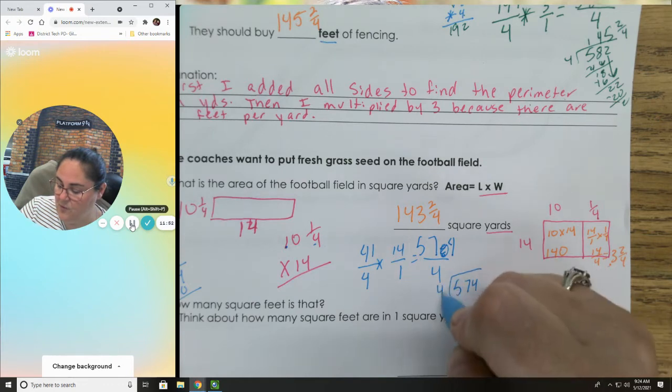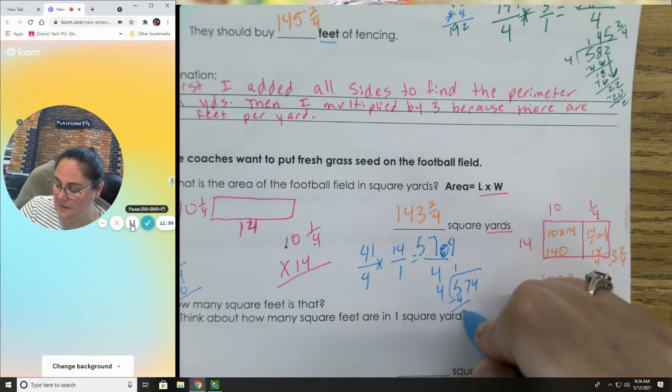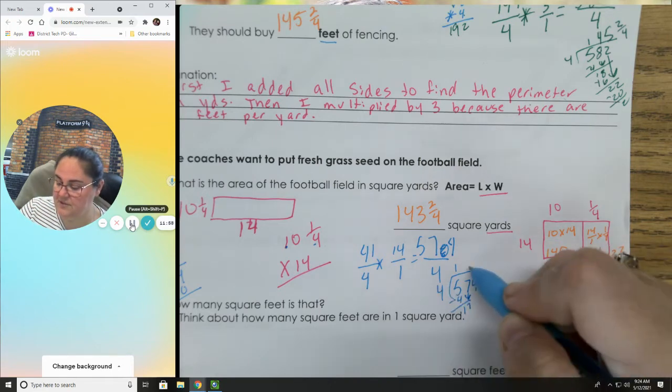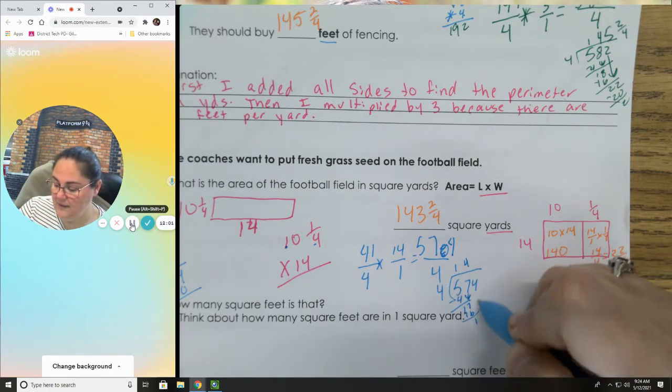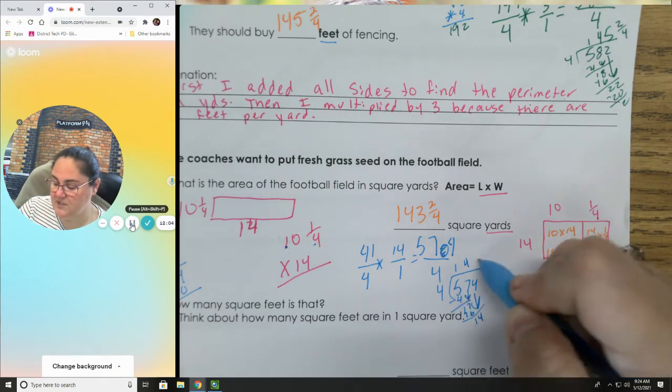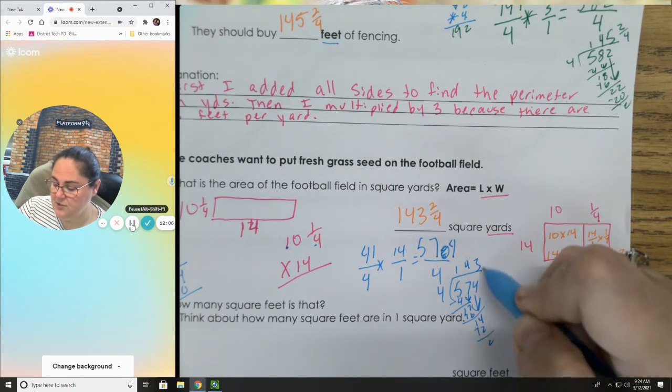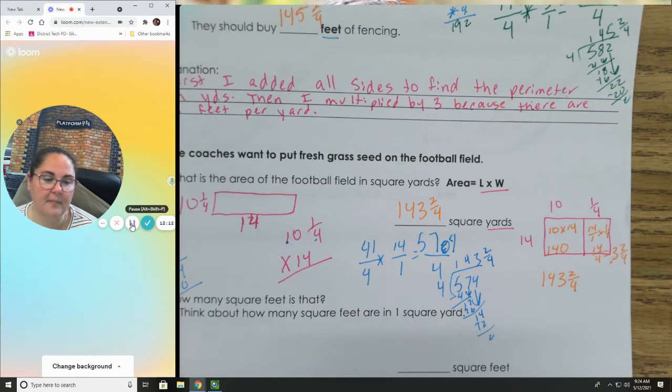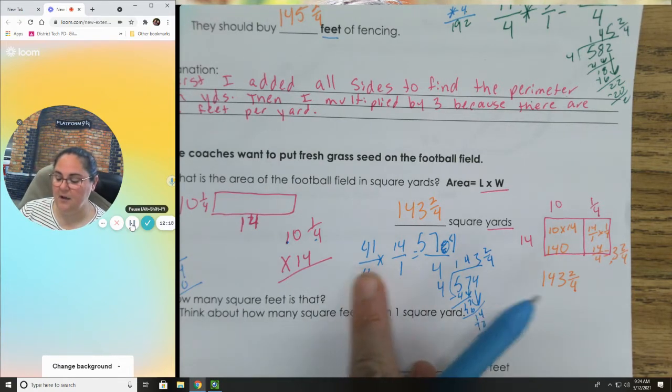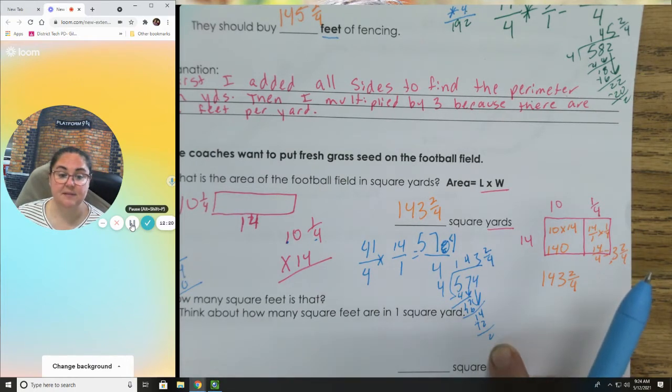574 divided by 4. 4 goes into 5 one time. 1 left over. 4 goes into 17 4 times. 1 left over. 4 goes into 14 3 times with 2 left over. Done. So if you did it the renaming way, look at what you did in your steps and find your mistake if you were wrong. That's how you learn. Do you have everything written exactly like I have it written?